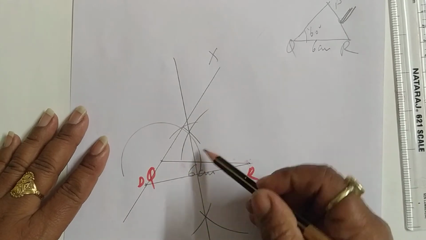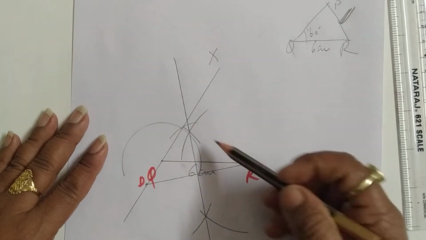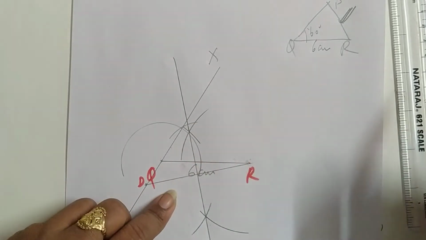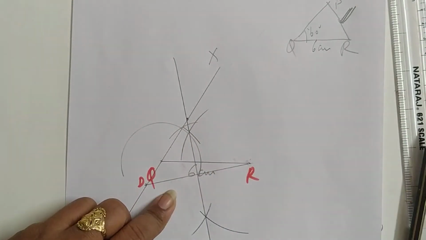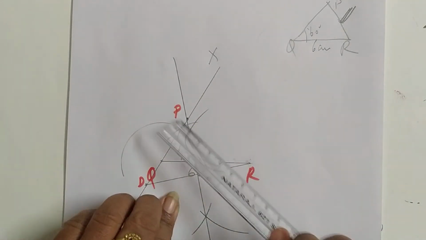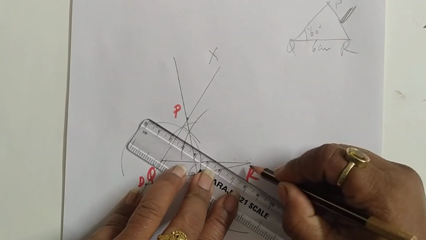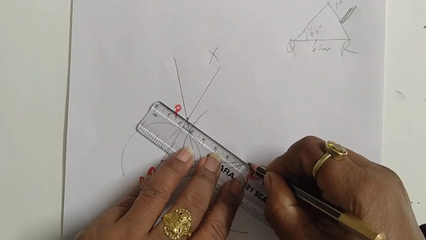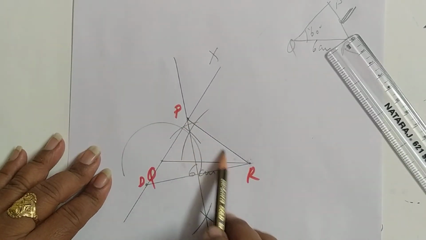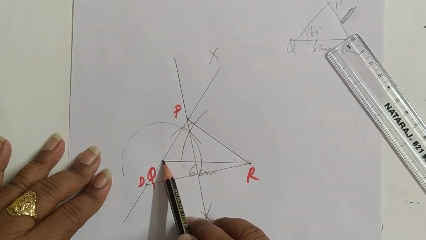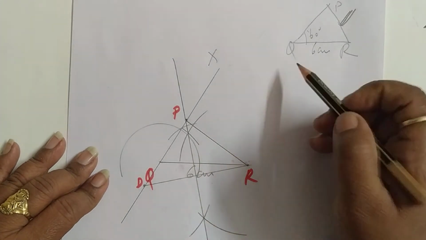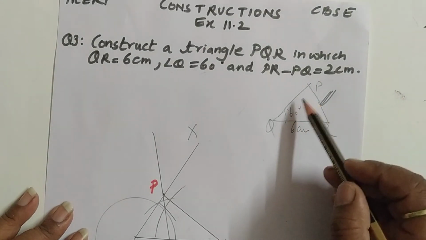And we need to check at which point this perpendicular bisector cuts the line X, the extended line. That is, this is the point. This is the required point that we are looking for. That is the P point. Now we have to join P to R and we will get the required triangle that is called PQR that we need to construct. See, clearly this line PR is greater than PQ.